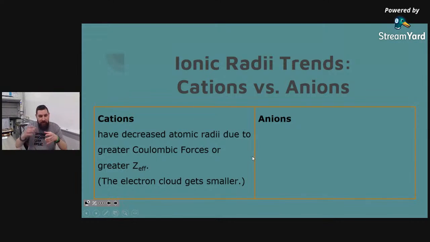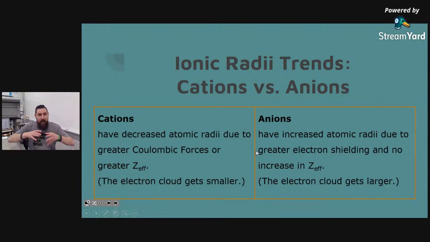For anions, because I'm adding electrons in, we see the reverse. Okay? As I add in an electron, repulsive forces increase. So now instead of 2 protons, 2 electrons in that attractive force being split evenly, I add an electron, and now those 2 protons have to split their attractive force amongst 3 electrons. They can't hold as tightly, and we see that atomic radius increase because these 3 electrons are repelling each other outwards. So for anions, you get increased atomic radius due to greater electron repulsion and no increase in that Zeff. Okay? So this is cations and anions.